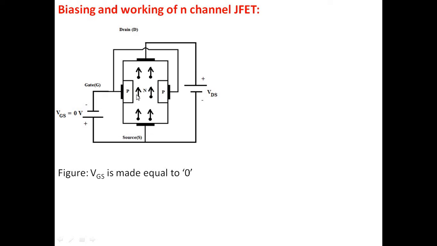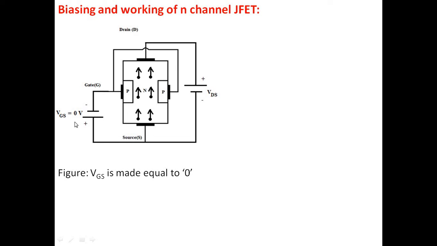If I have the maximum channel width, then if I try to increase the value of VDS, more electrons will be attracted from source to drain. If more electrons are attracted towards the drain, certainly the drain current is going to increase. This means the output drain current can be controlled with the help of both VGS as well as VDS.